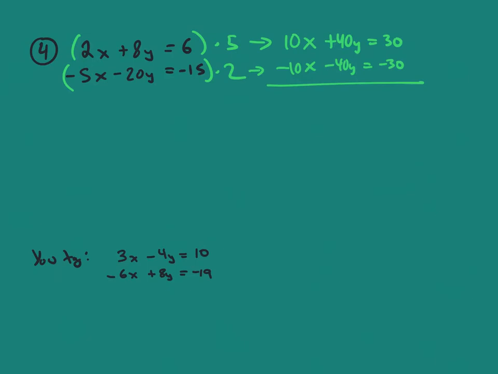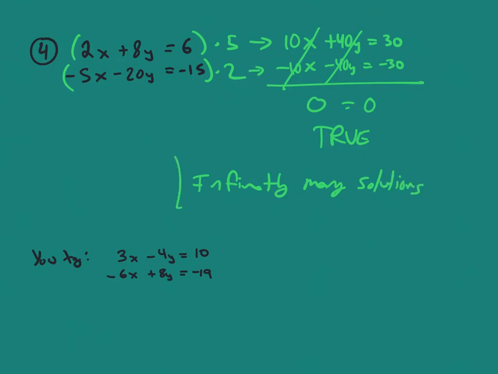When I add these all together, the x's cancel out, the y's cancel out. If everything on one side cancels out, I get 0. And 30 minus 30 is also 0. So I get 0 equals 0. This is true. Okay, but true is not my answer. My answer is that there are infinitely many solutions. Okay, so whenever you get a true statement, that means there's infinitely many solutions. If you get a false statement, that means there's no solutions, because false means it would never work. True means it's always going to be true, so there's infinitely many solutions.